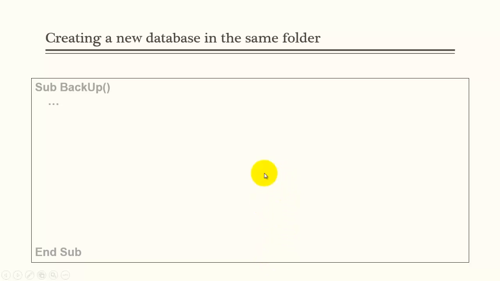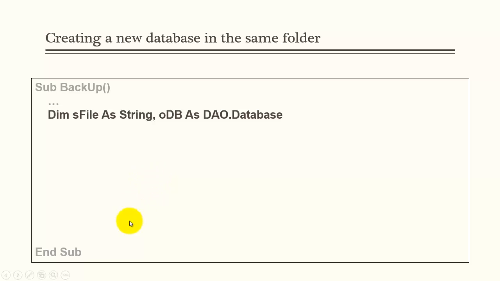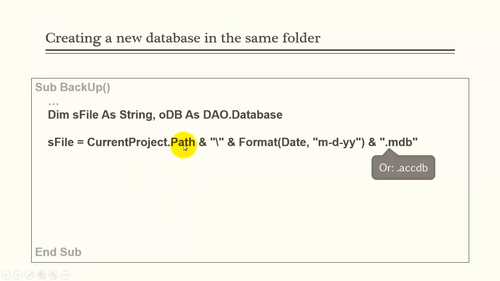After what we did before, we want to create a new database in the same folder. So I declare a variable of the string type, and an object type variable of the DAO.Database type. DAO stands for Data Access Objects, which covers Access databases. We store in S file the path of the current project, so I have the same folder as where my database is located. I add to that a backslash and the name of my new file, .mdb, or more specifically for 2007, 10, and 13, .accdb. If you do .mdb, it can be used in older versions.